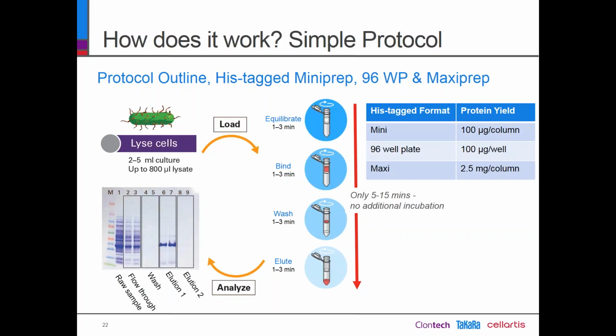So it's about, sorry, also 100 microgram per well. And for the maxi prep, it's about 25 times higher. So with the maxi prep, you can get 2.5 milligram per column. So that's the difference between the different formats and the yields.